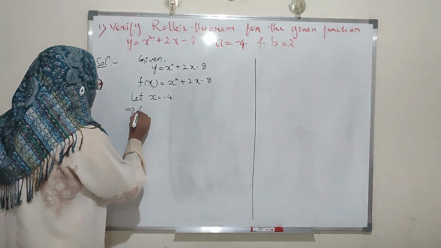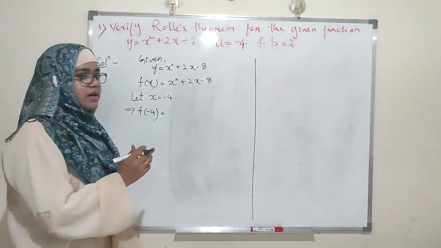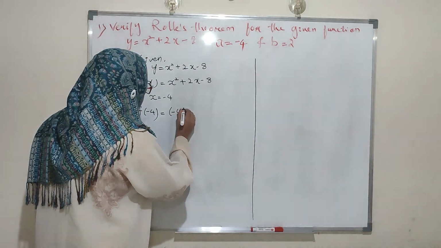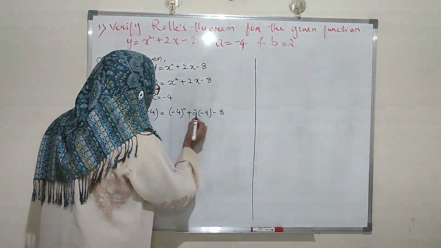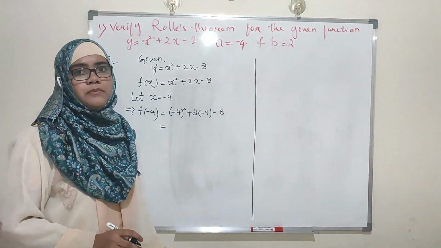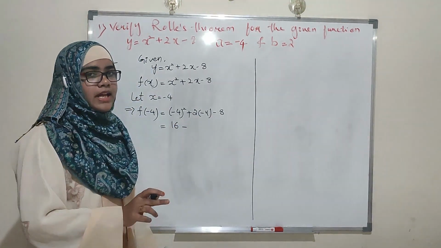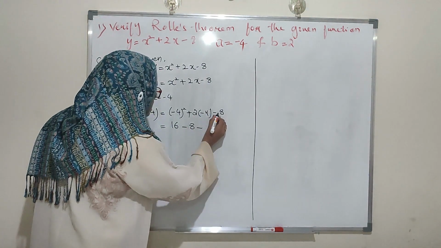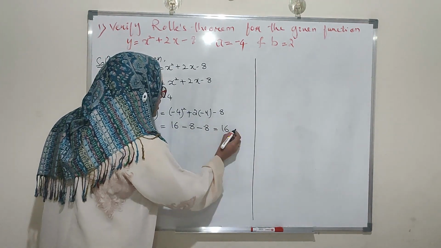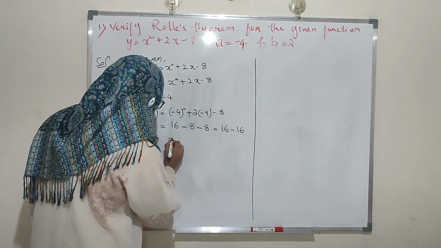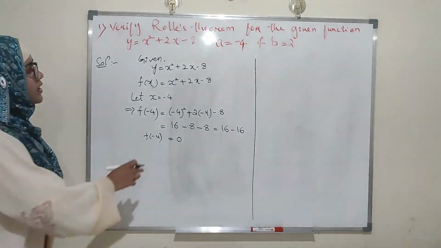So this implies f of minus 4 is, wherever you have x, replace x by minus 4. Minus 4 square plus 2 into minus 4 minus 8. 4 fours are 16, minus into minus will become plus, so plus 16. Minus 4 twos are 8, minus 8. So it will become 16 minus 8 minus 8, which is 0. So f of minus 4 value is 0 here.